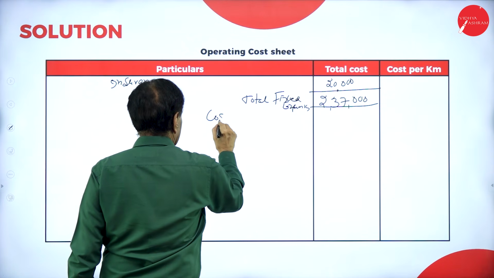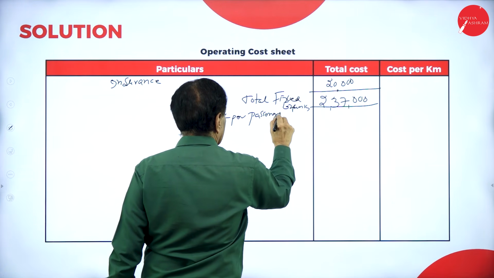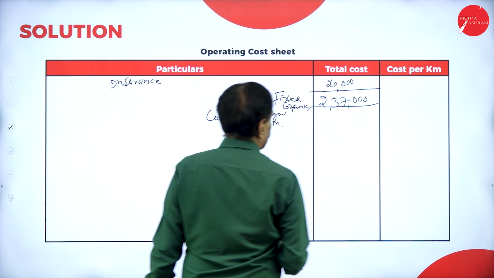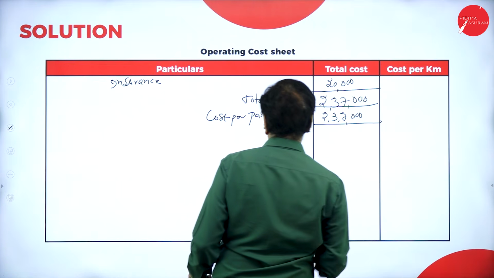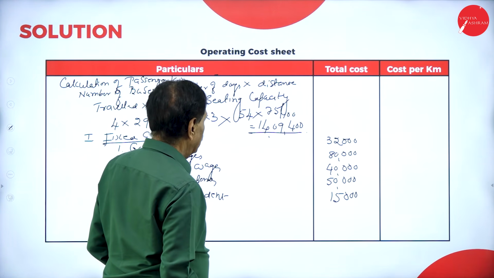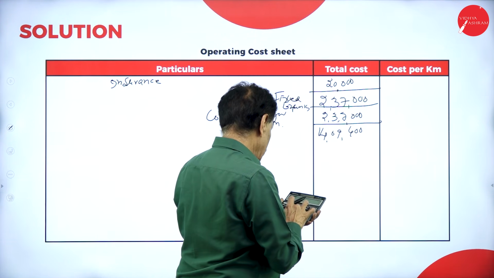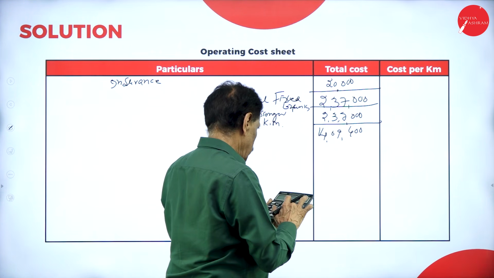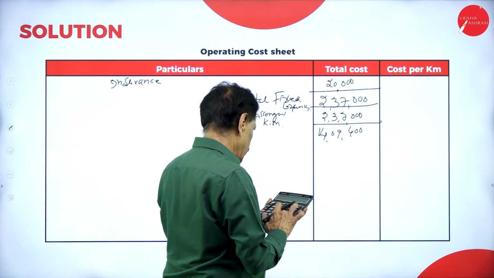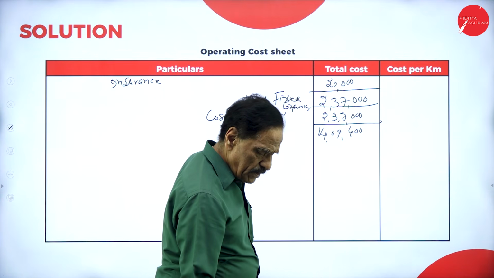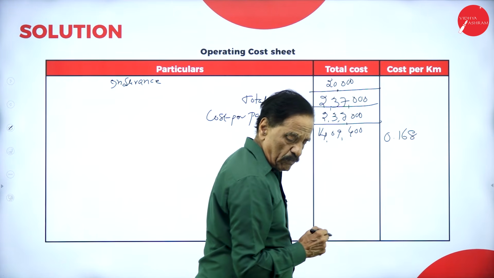Cost per passenger kilometer: 2,37,000 divided by 14,09,400, which is 0.168.